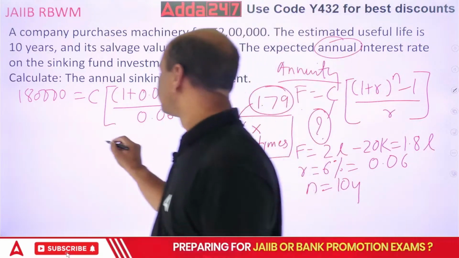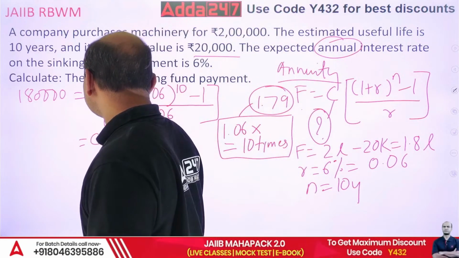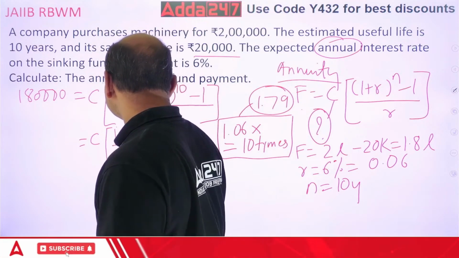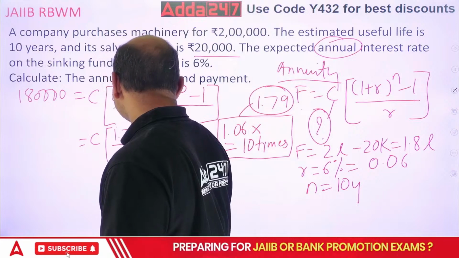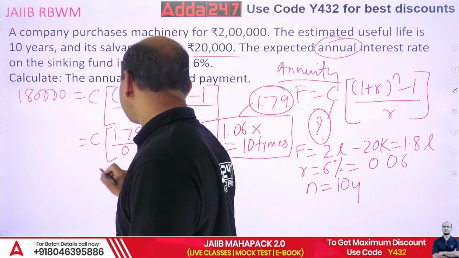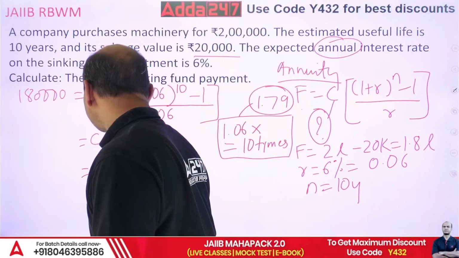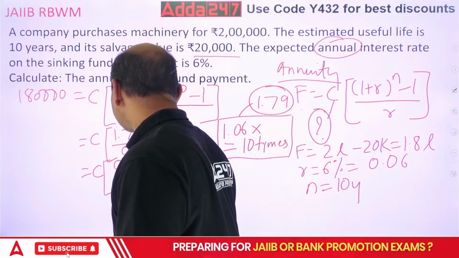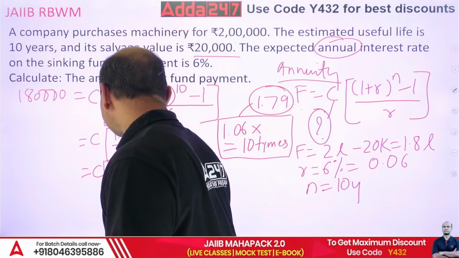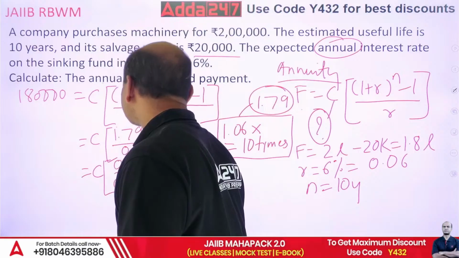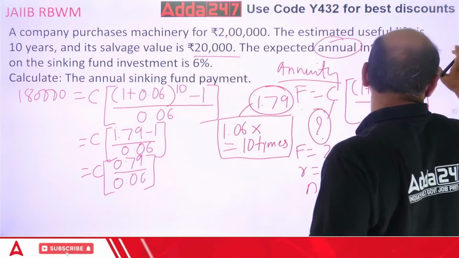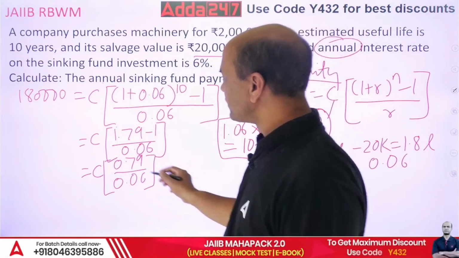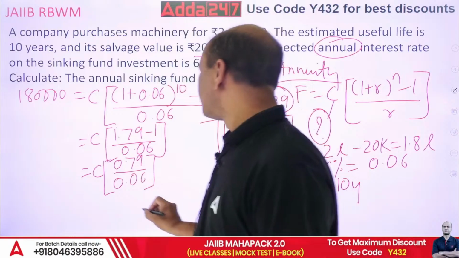So C into (1.79 minus 1) divided by 0.06. So that is equal to C into, now do this fast, 0.79 upon 0.06. Okay, do I have a next page? Let me see. Blank slide, yeah, it's there. So, do it over here. So, what is the answer?